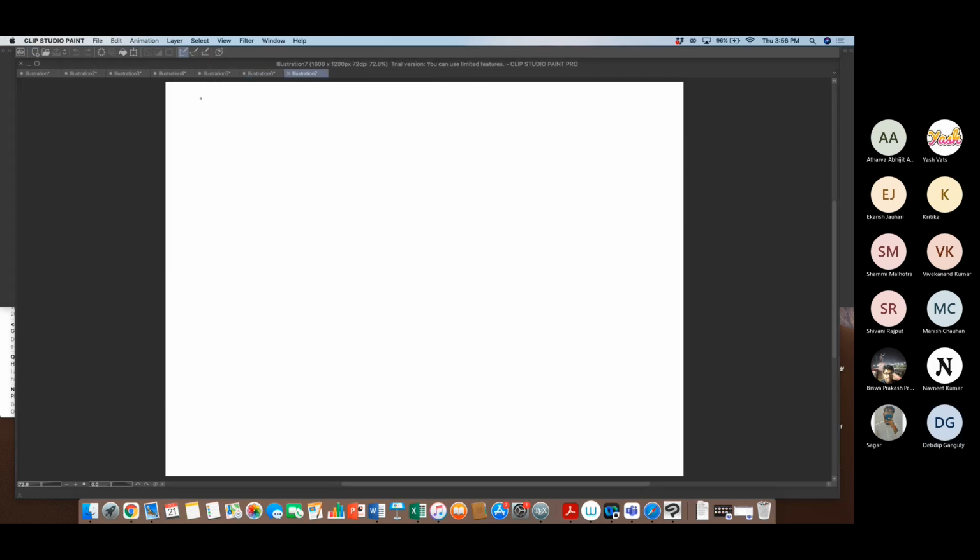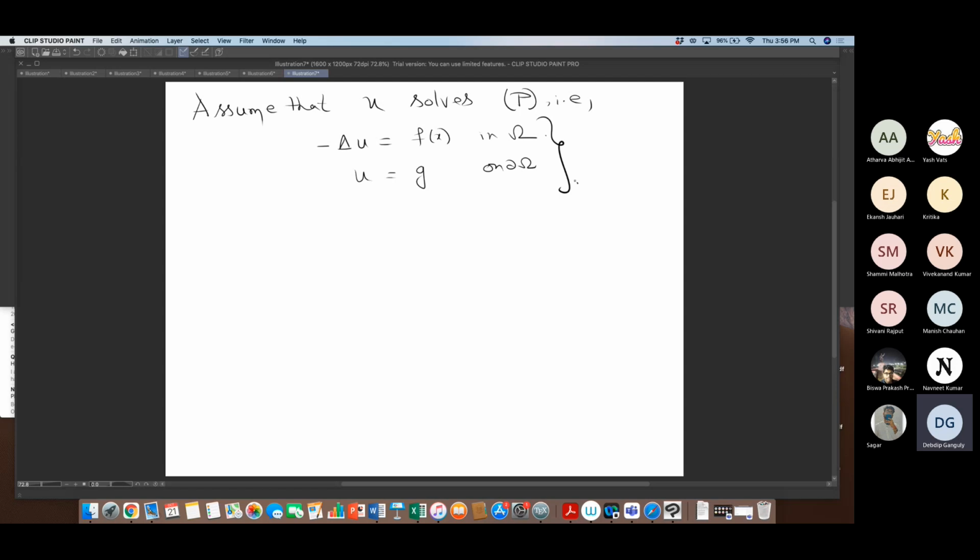At this point, I assume that u solves problem P, that is, minus Laplacian of u equals f(x) in omega and u equals g on del omega. Assume this. So first of all, you assume that you solve this problem. Okay, then what will be? I just multiply the equation, minus Laplacian u at the point y, with phi of y minus x. You solve this equation, and I multiply this equation P with phi of y minus x.